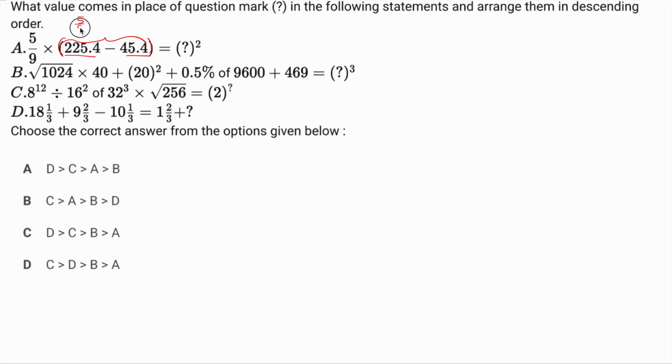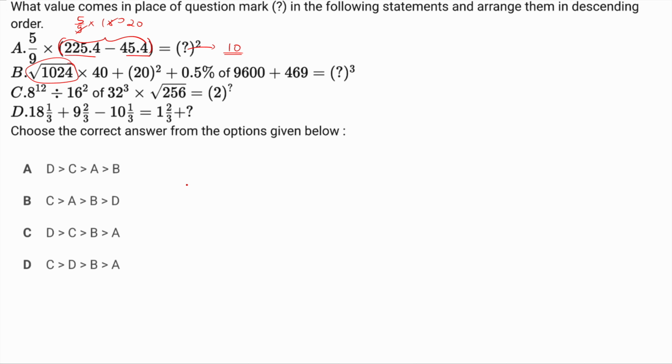It will be 5 by 9th into 225.4 minus 45.4 is 180. So 9 20s are 180. 20 into 5 is 100. Question mark square is 100. So for the A option, the question mark is worth 10 because 10 square is 100, right? So for the A option, the question mark should be 10, right? Let's solve the B part now. B part says root of 1024.